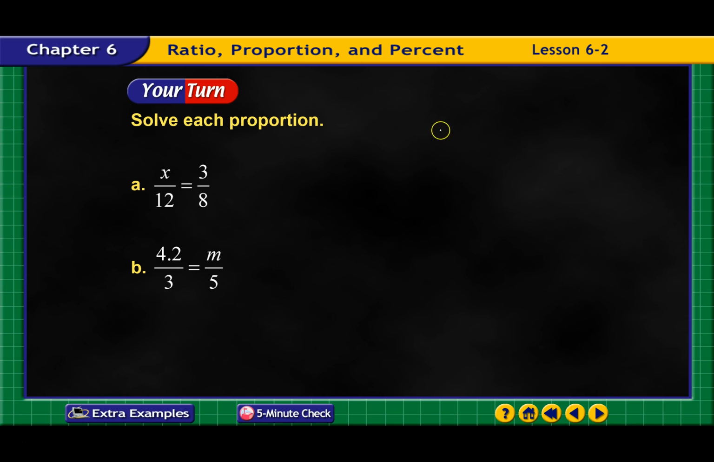All right, so I'm just going to skip a step here. So I'm going to go 8. I'm going to cross multiply. I'm just going to write it up here. So that gives me 8x equals 3 times 12, which is 36. I'm going to divide by 8 on both sides. It's going to give me x equals 4.5.